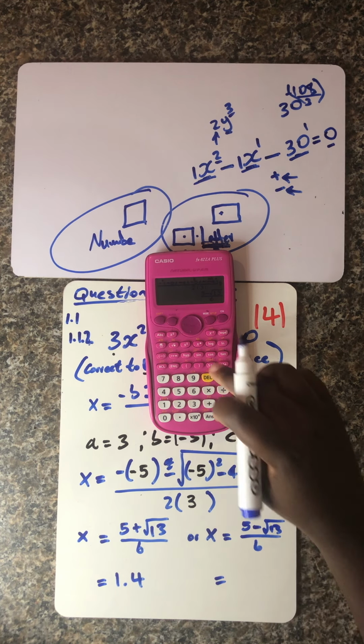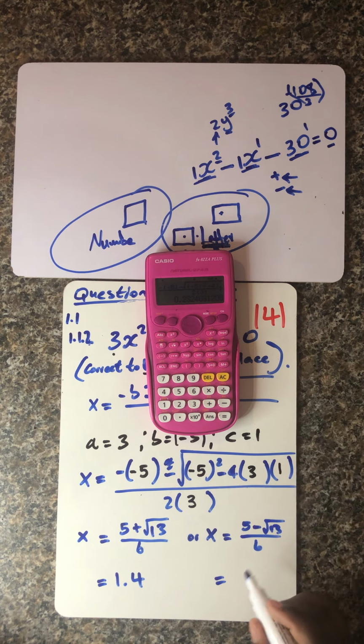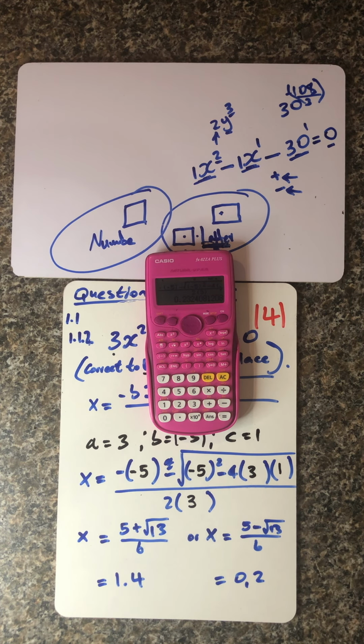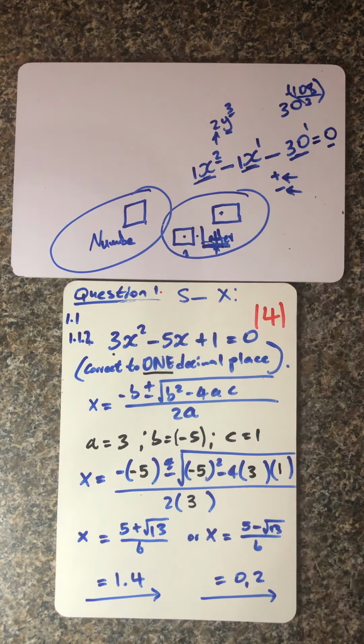Okay. Then you convert it to decimal. Then it becomes 0.2. Okay. Leave it there because they said correct to 1 decimal place. Okay. Very, very important, ladies and gentlemen.